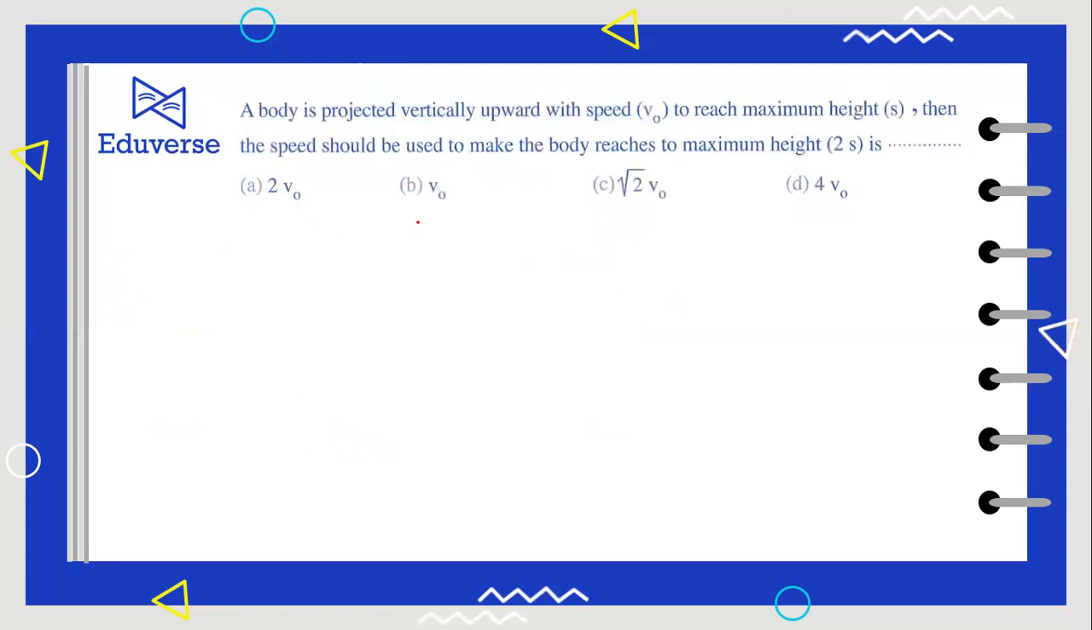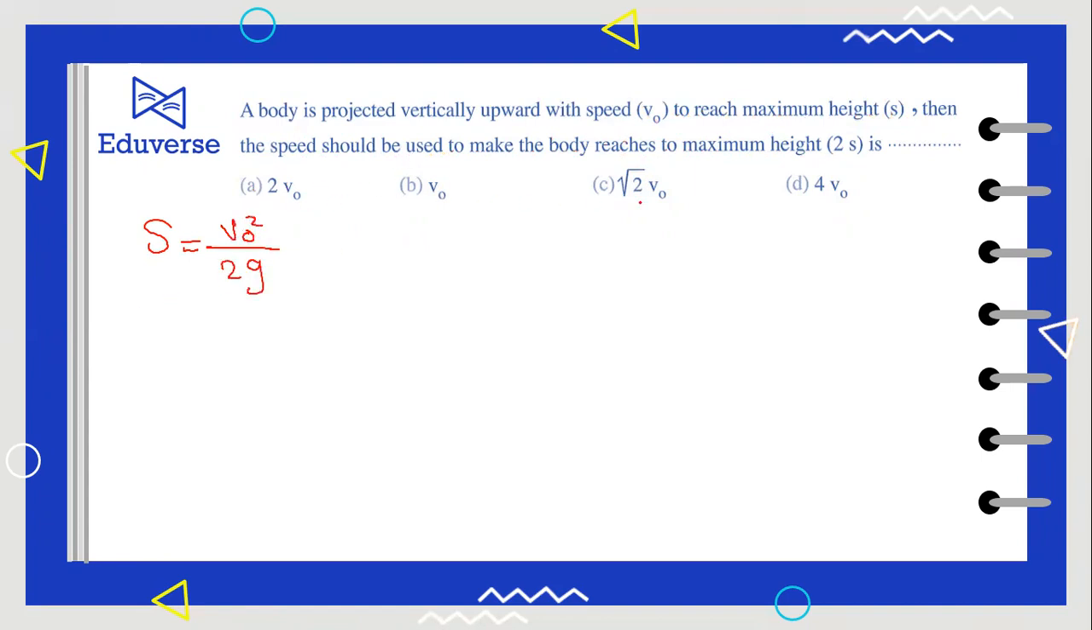Next one, a body is projected vertically upward with a speed v naught to reach a maximum height s. Then what speed should be used to make the body reach a maximum height of 2s? Okay. I know the distance of maximum height is v naught squared over 2g.